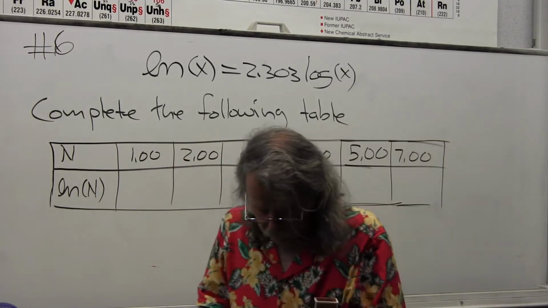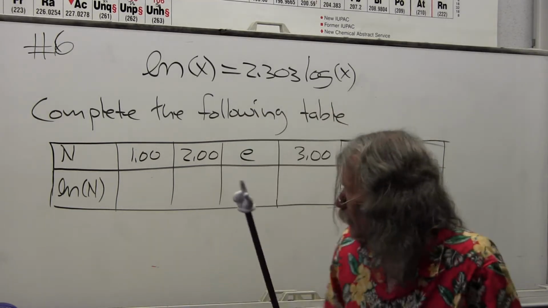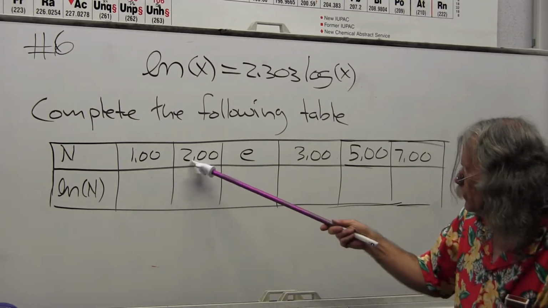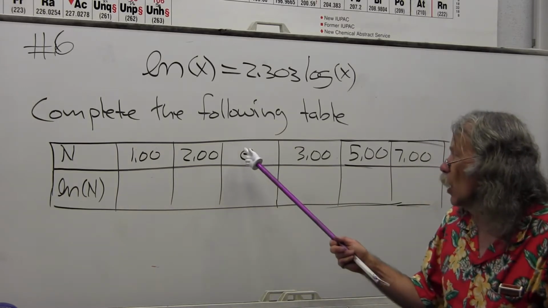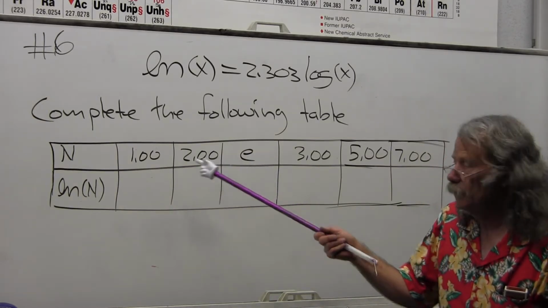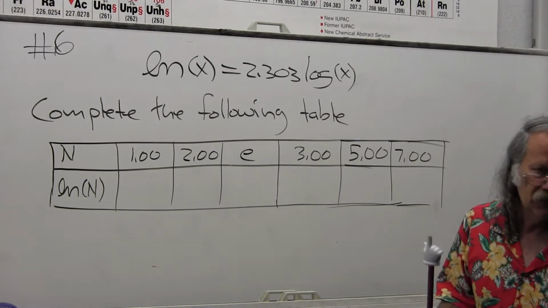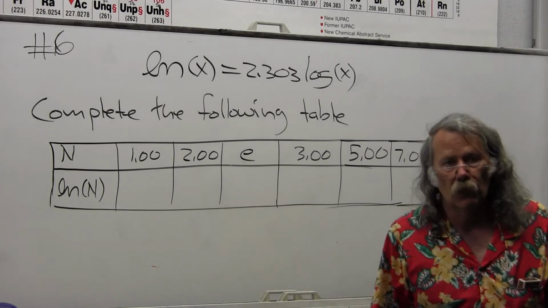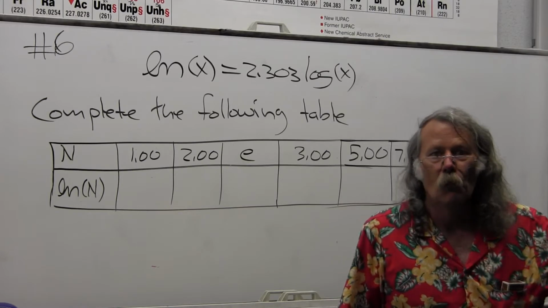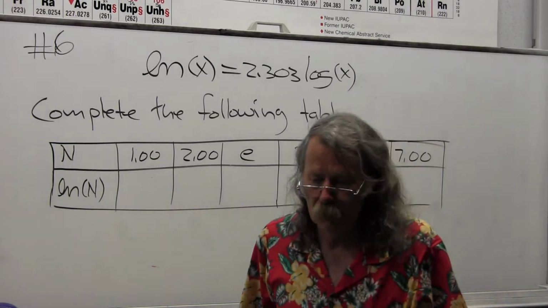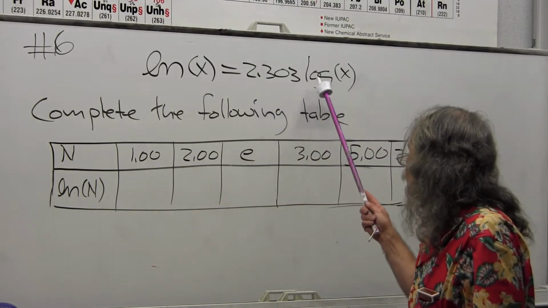Now, I want everyone to memorize the first 5 prime numbers, 1, 2, 3, 5, and 7, and know the logs of those numbers and the log of e. So these are the numbers I wanted you to memorize the logs of. I don't suggest that you need to memorize the natural logs of all those numbers, because if you know the logs of all those numbers, you'll know by default the natural logs of all those numbers. All we have to do is multiply the log times 2.303.